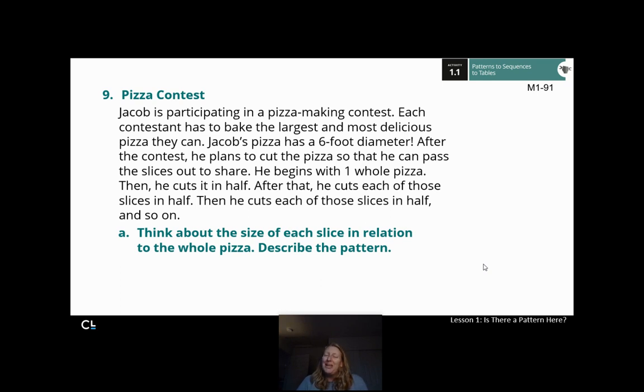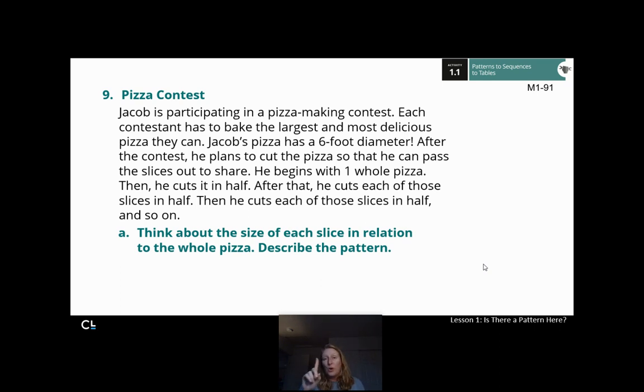Jacob is participating in a pizza making contest. Each contestant has to bake the largest and most delicious pizza they can. Jacob's pizza, get this, has a 6-foot diameter. This is a huge pizza. After the contest, he plans to cut the pizza so he can pass the slices out to share. I mean, fair enough. It's a 6-foot pizza. I don't think you'd be eating that on your own.